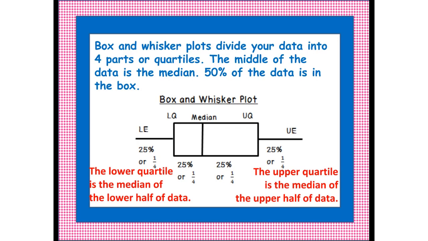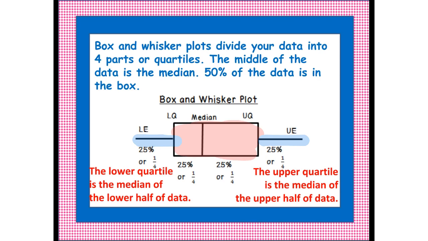Okay, box and whisker plots divide your data into 4 parts or quartiles. The middle part of the data is the median. 50% of the data is in that box. So 50% of our numbers from our list fall into that section. That means 50% are on the outside, 25 on the left and 25 on the right.